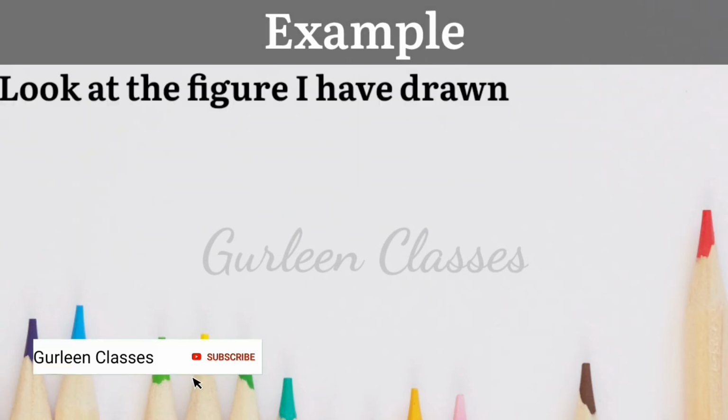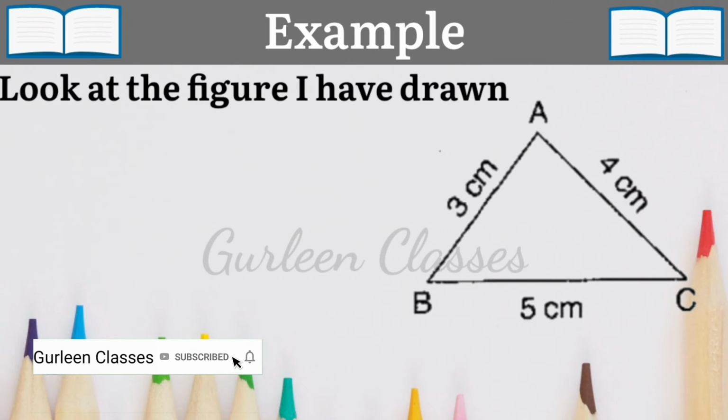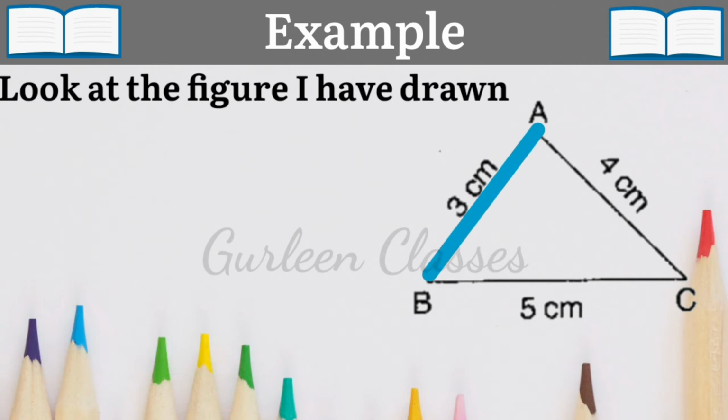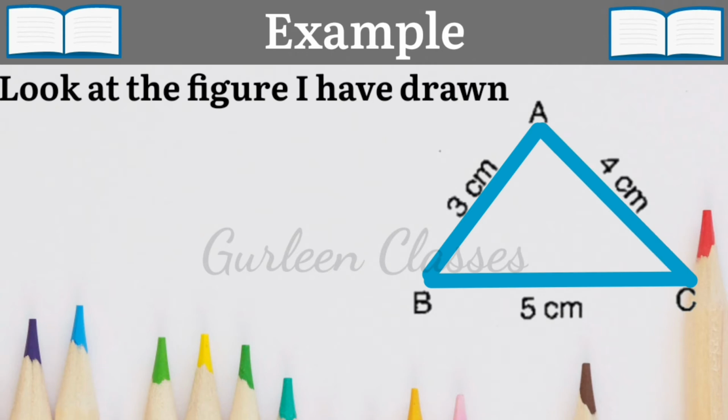Now, let us take an example. Look at the figure I have drawn. If we start from A, move along AB, then BC, then CA, we reach back the starting point A. Only in a closed figure it is possible.